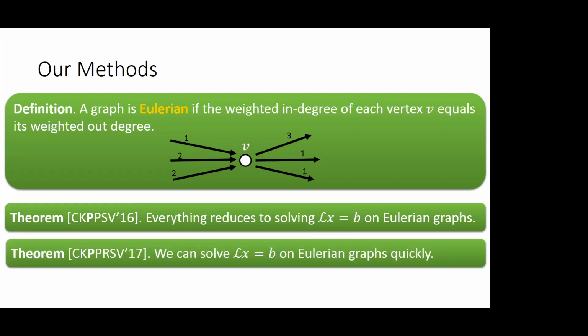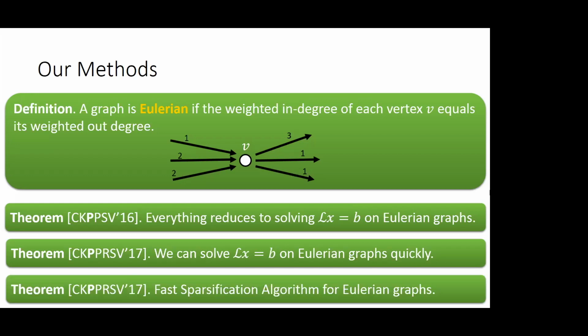So then once we can do that, we need to actually be able to solve Lx equals b on Eulerian graphs quickly. So we show we can do that. And then finally, one of the primitives that we use in order to be able to solve Lx equals b on Eulerian graphs quickly is what's called a fast sparsification algorithm for Eulerian graphs. And so we'll talk about that as well.